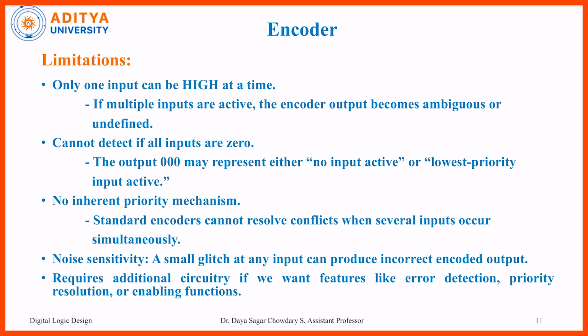And also, if an encoder has two or more inputs enabled as ones, again there is confusion. We call that an ambiguity for this particular operation. That is the limitation for these encoders. So sometimes we will use a priority encoder and sometimes these particular encoders. Most of the time this requires additional circuitry if we want features like error detection, priority resolution or enabling functions. So these are a few limitations for these encoders.